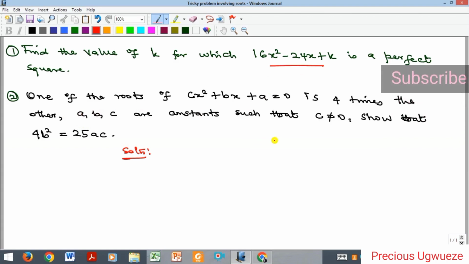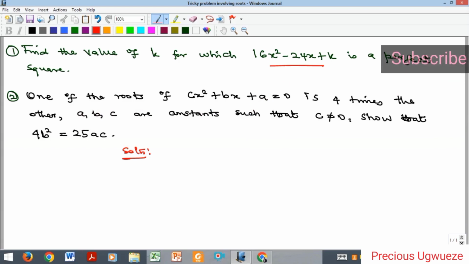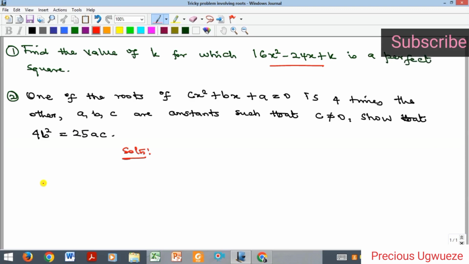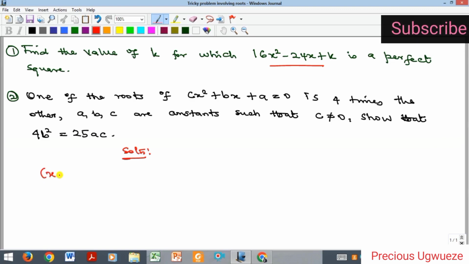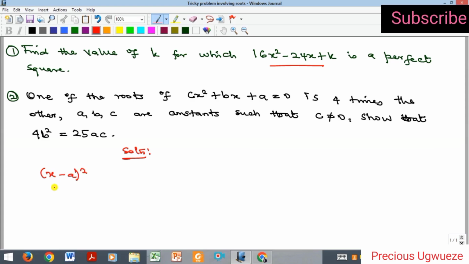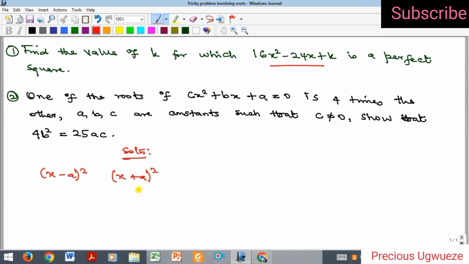square. And so the question is, what does it mean for a quadratic equation to be a perfect square? Now what that means is that, for instance, if you have something like x minus, let's say, a constant, say a, all squared. Of course, if you expand this, you're going to get a quadratic equation, and so this is a perfect square. And if you have something like x plus a all squared, this is also a quadratic equation that is a perfect square.